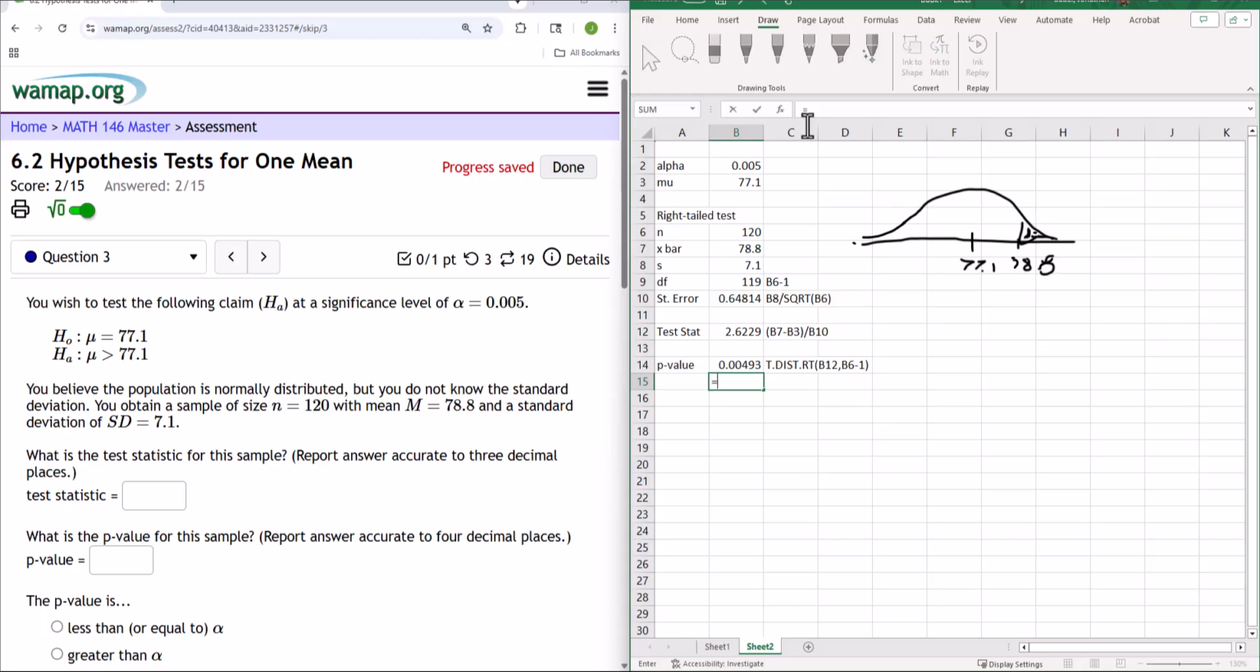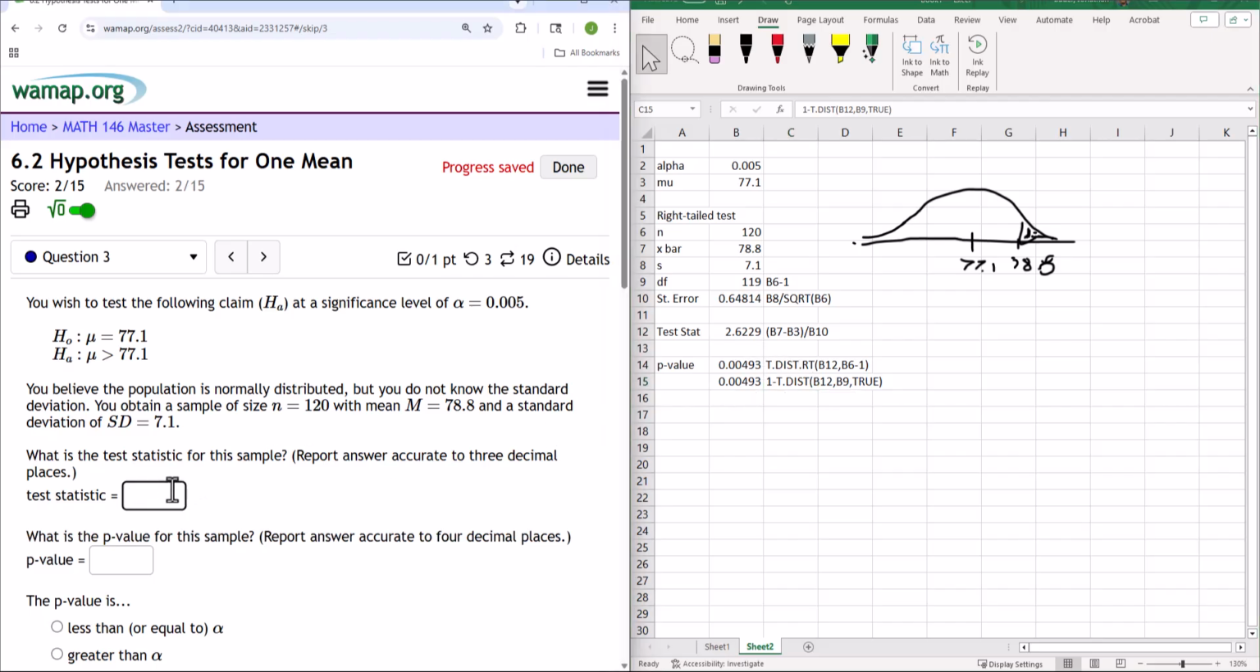If we were to do this the old school way, when we're looking for the area to the right, we do 1 minus, and notice if I go t-dist, I have the t.dist, and then I can put in my test statistic, my degrees of freedom, and then true. And I'm showing you this way because sometimes it's nice to just keep the process the same. So this is sort of the similar thoughts as to how we were doing with the normal distribution. The t-distribution allows us to do a t-dist right tail.